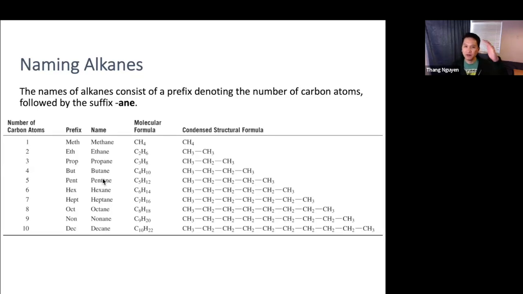Now, going on from 5 and above, it gets a little bit easier because it has those root words that we know, like a pentagon is a 5-sided shape, right? So a 5 carbon is known as pentane. 6 is hexane. 7 is heptane. 8 is octane. 9 is nonane, and 10 is decane.